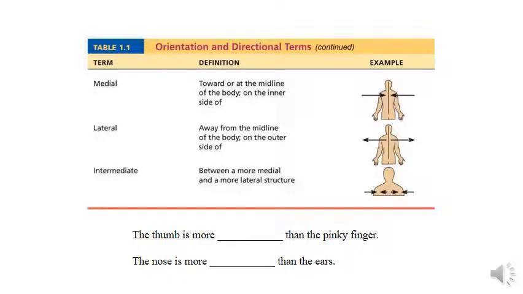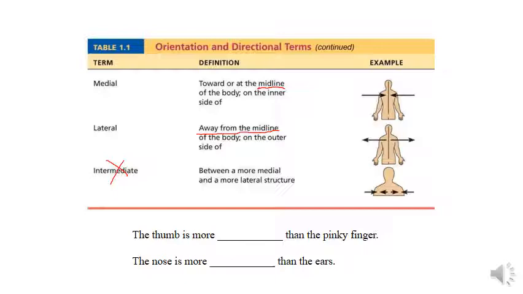Medial means towards the middle of our body, towards the midline. And lateral means away from the midline, so to the sides. Don't worry about intermediate, this refers to kind of in between. So here is where that anatomical position comes into play.